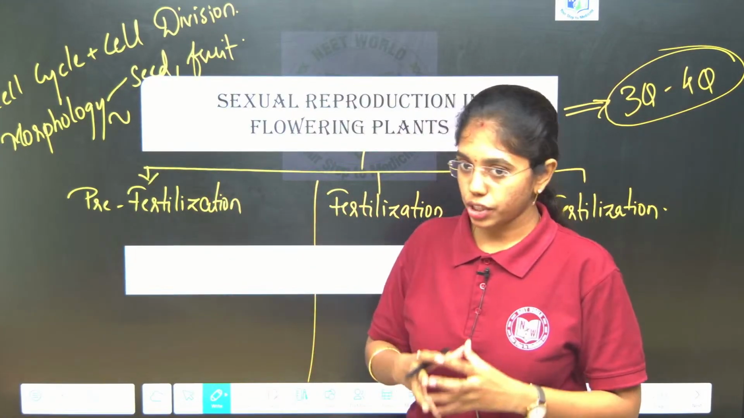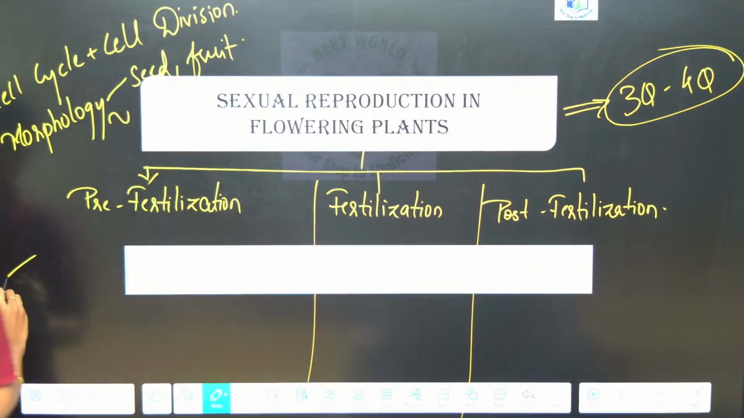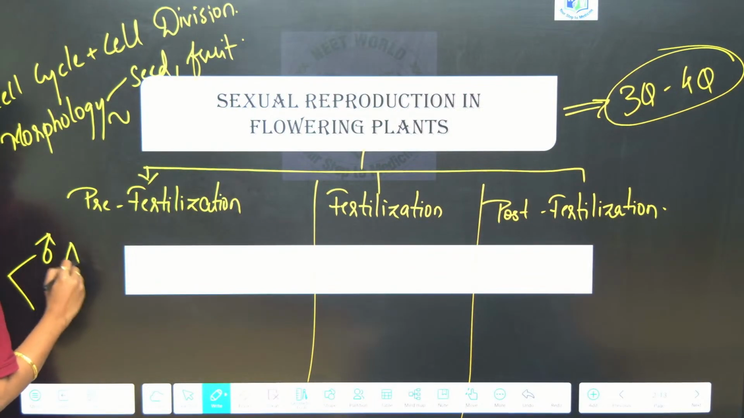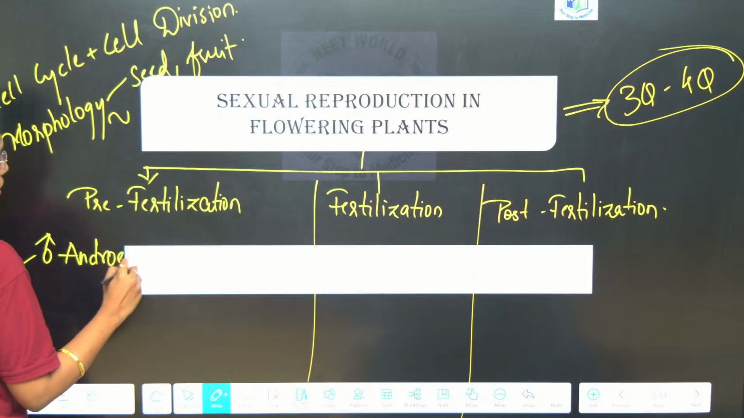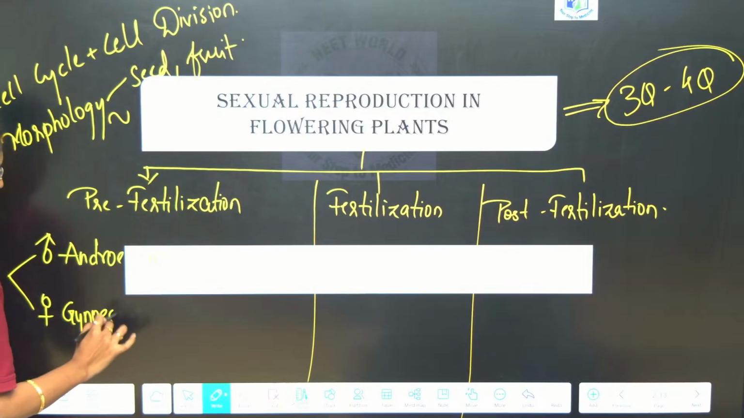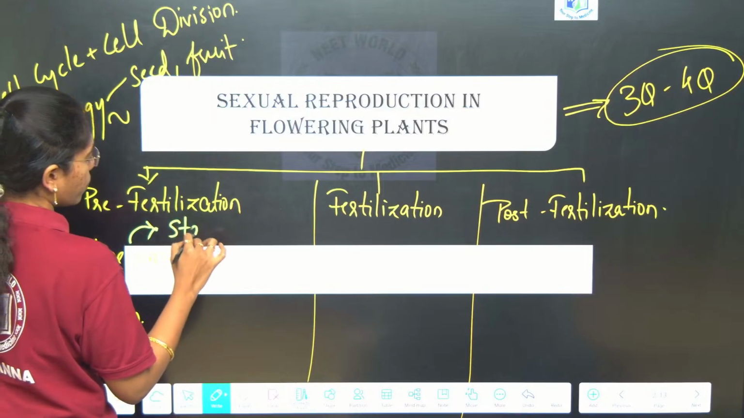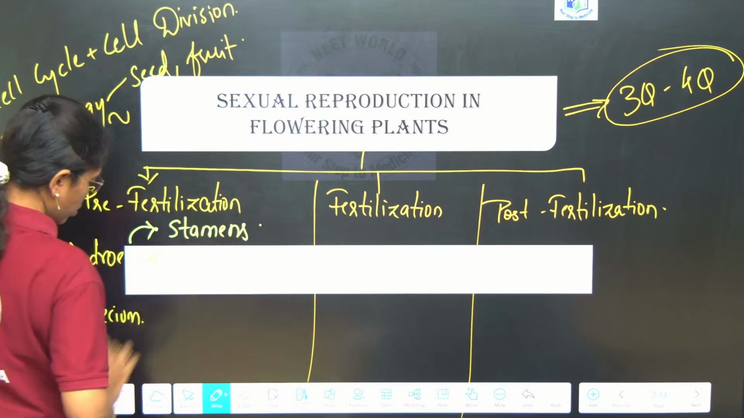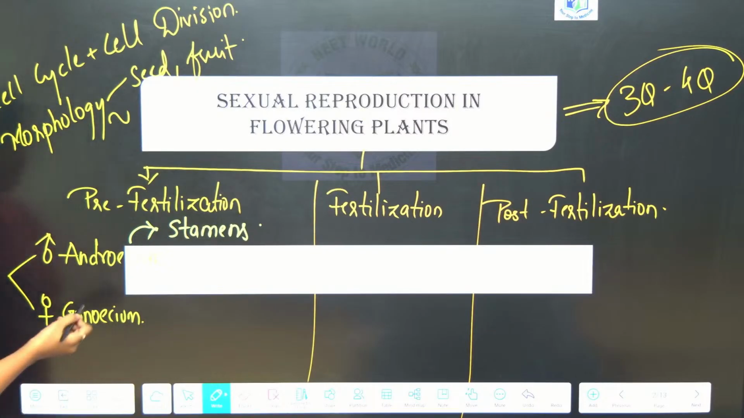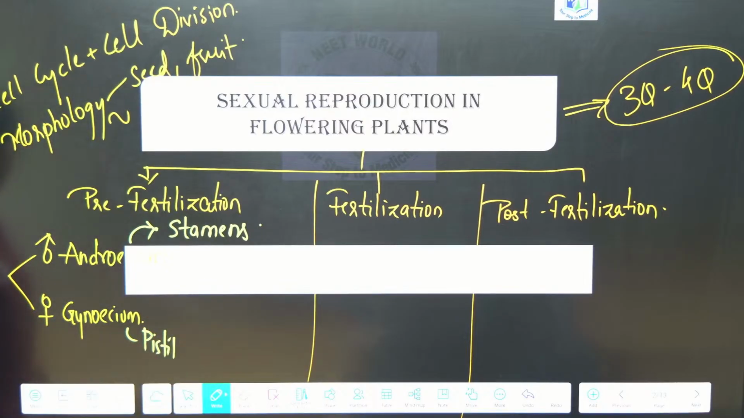Here in pre-fertilization events, you will get to know the complete structural description of male sex organ and the female sex organ, that is androecium and gynoecium. Androecium consists of what? Stamens. And gynoecium, pistil is called as a synonym to it. It has what? Carpels, or you can also address it as pistil. Fine, right beta. After the structural description, you will learn about the male gametophyte and female gametophyte.